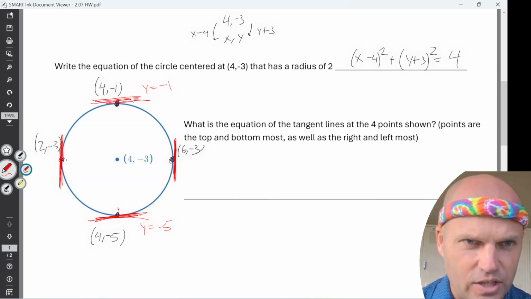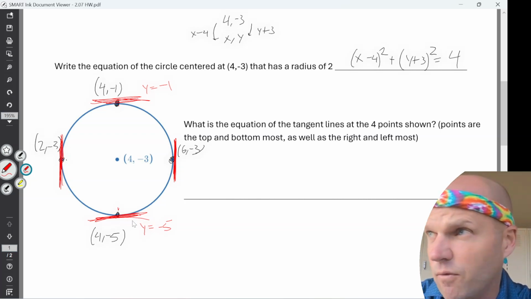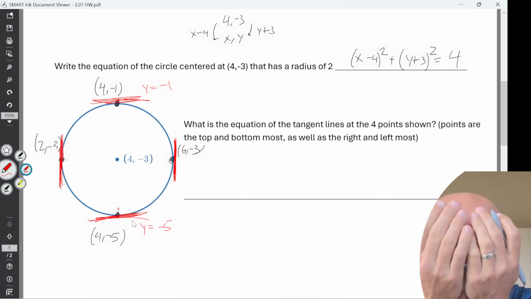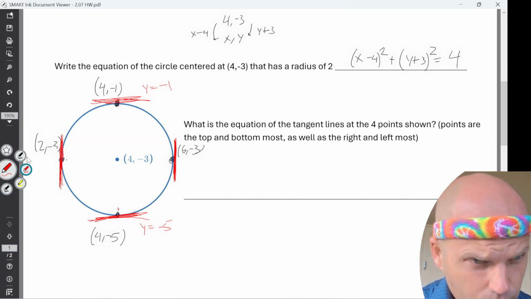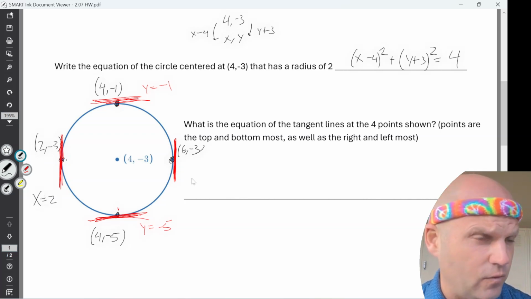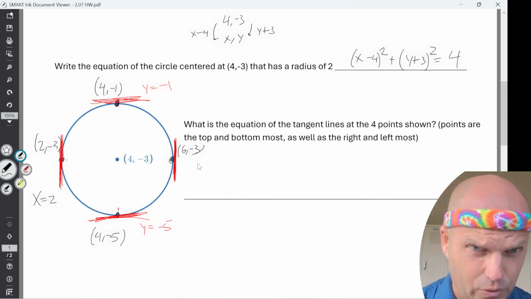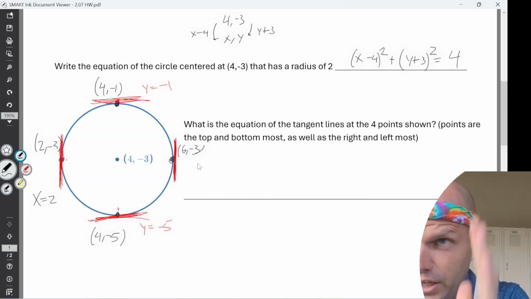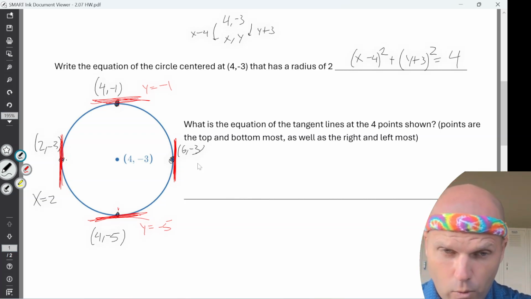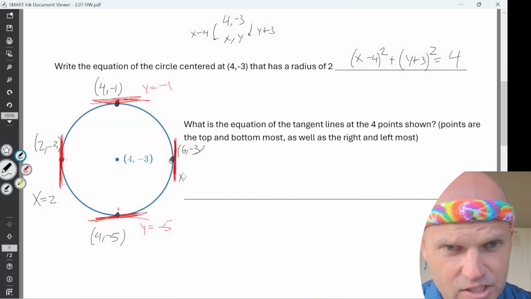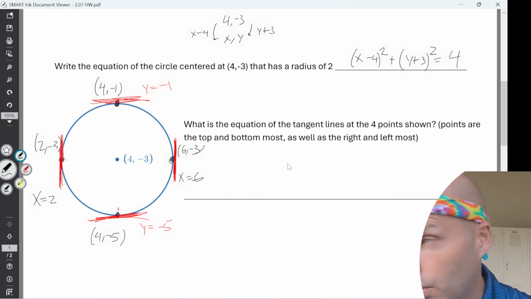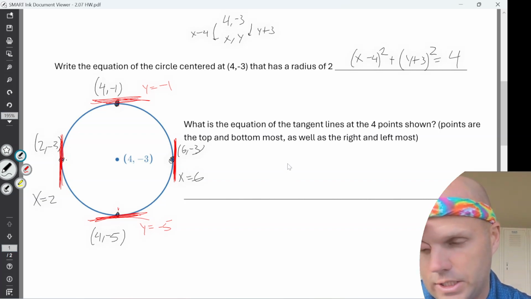At the point 4, -5 is a horizontal tangent at this bottommost point, and the horizontal equation is y equals -5. All the points on this tangent line would have y coordinates of -1, and all the points on the other tangent line would have y coordinates of -5. Versus the other two vertical tangents: at 2, -3, the equation would be x equals 2. All of the x coordinates on that vertical line would have the coordinate of 2. The y coordinates would change. And then at 6, -3, all the x coordinates would be 6. So x equals 6 is the equation of that line.